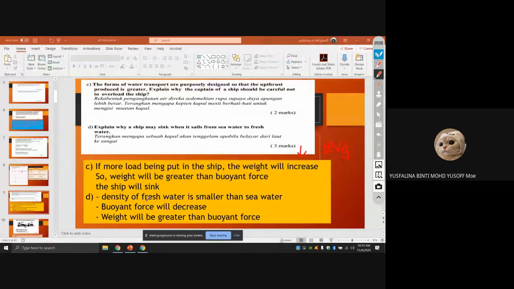So the density of fresh water is smaller than seawater, and then you refer to the formula. The buoyant force will decrease, and then the weight will be greater than the buoyant force. So this is the answer for question D. Right, so we move on to the next one.